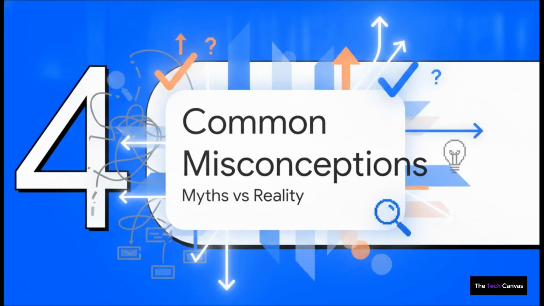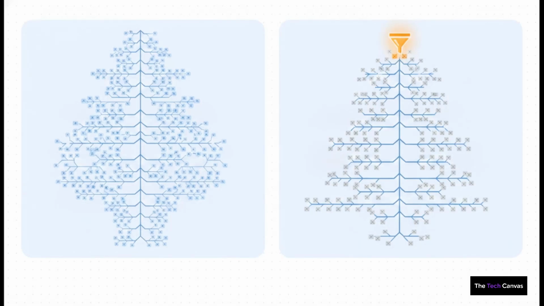Chapter 4. Common misconceptions. Time to clear up some myths. The first myth is that backtracking is just the exact same thing as recursion. But as we saw earlier, backtracking actually prunes invalid paths early instead of just exploring everything blindly. The second myth is that it's always slow. Now sure, in the absolute worst case scenario, the time complexity can be exponential.